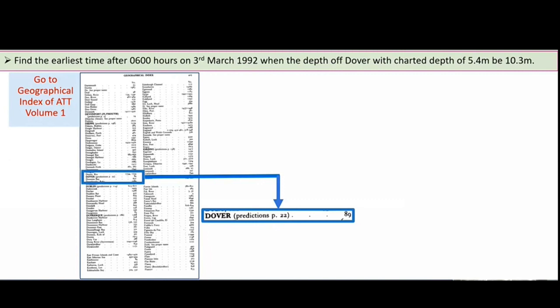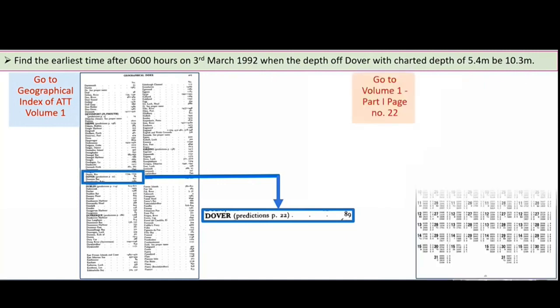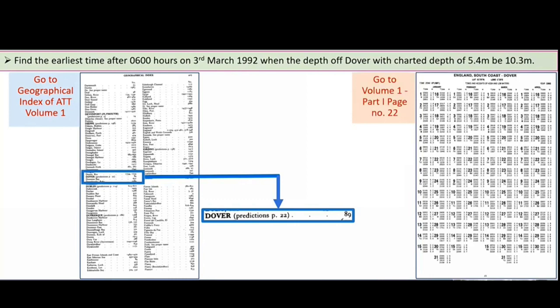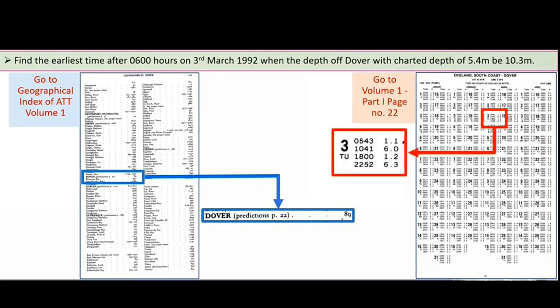on page 22. So now we go to page 22 of ATT1 and from page 22, we extract information for 3rd March, which is the date of interest. So here is the predictions for 3rd of March, and these are magnified here for us to use. So this is how the first step is completed.